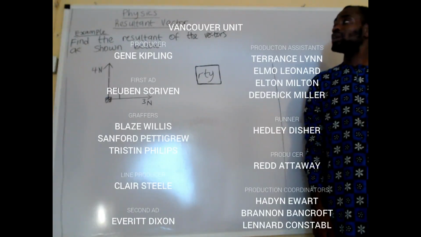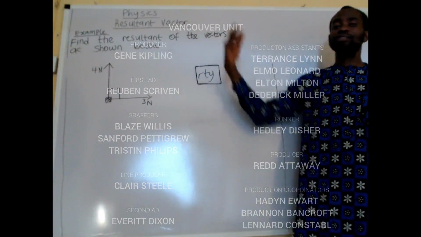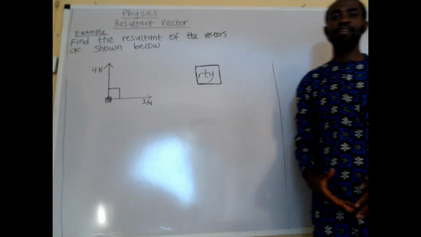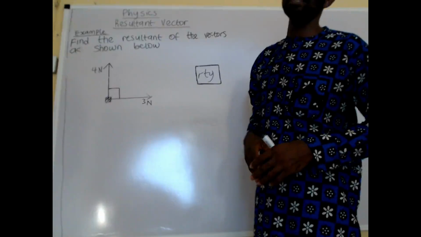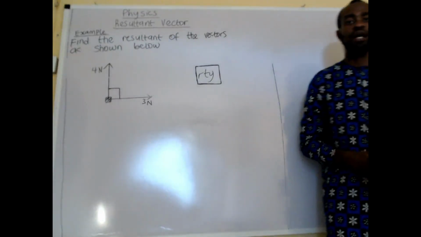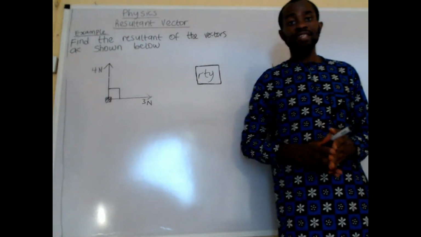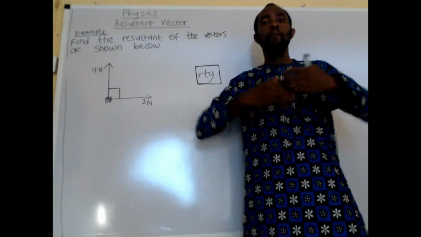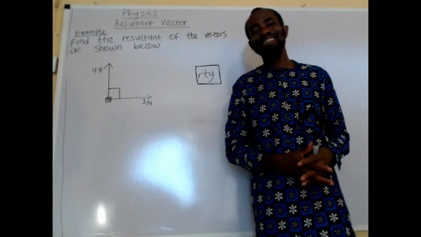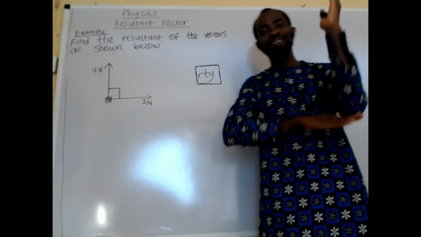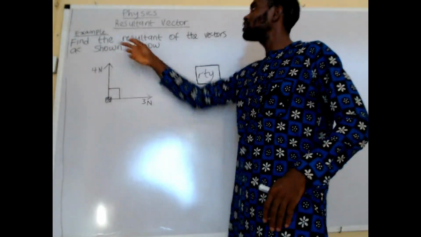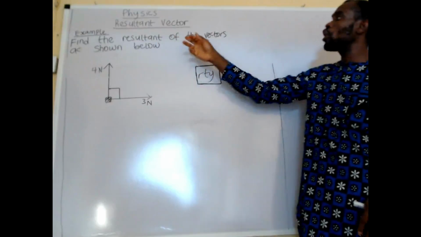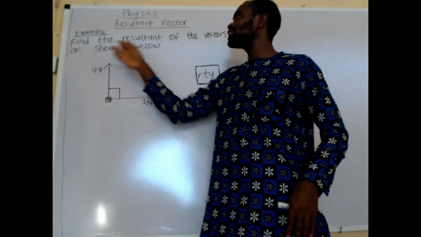Now we still want to talk about resultant vector, but for the case of two vectors acting at a point that are perpendicular. So the condition is two vectors acting at a point, and the angle between them is 90 degrees. Like this example, it says find the resultant of the vectors as shown below.